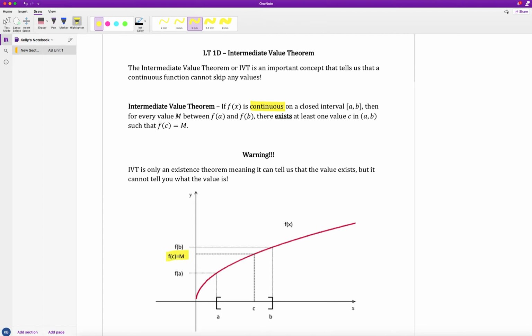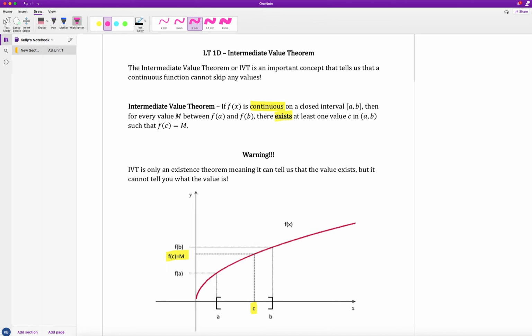picture, which is really helpful as we're thinking through this, m is a y value. So for every y value in between f of a and f of b, there exists at least one value c in between a and b such that f of c has to be equal to m. So here c is our x value, and m is representing f of c, which is the y value we would get by substituting c into our continuous function f of x.